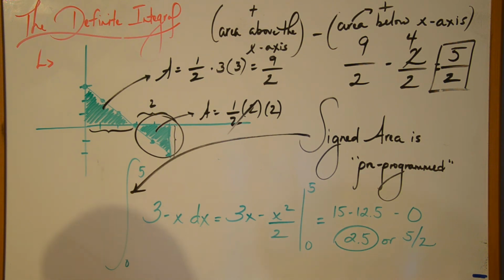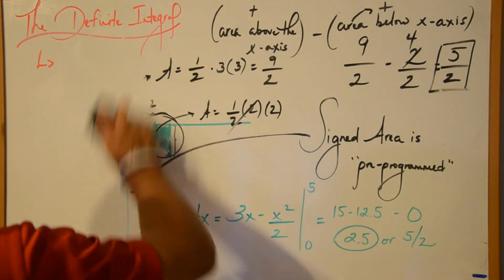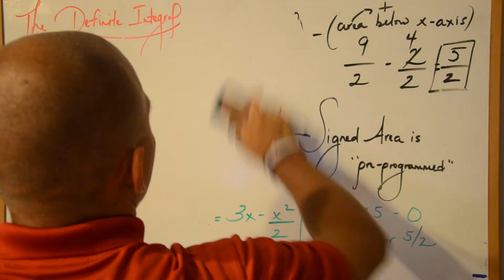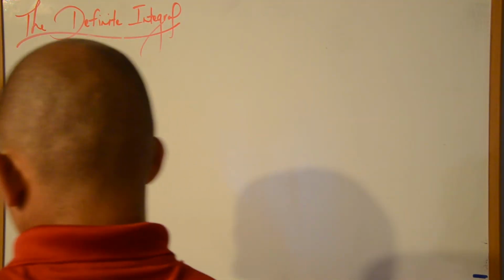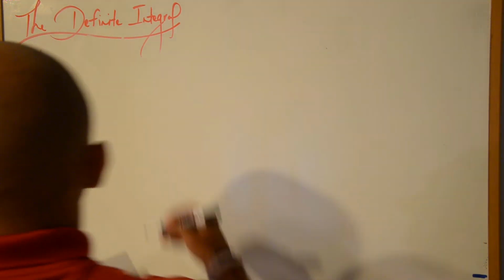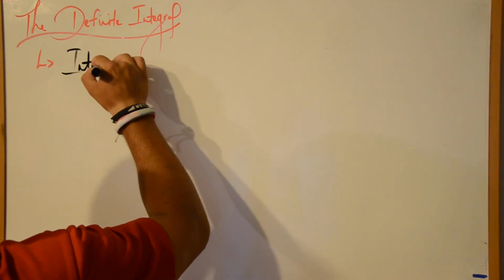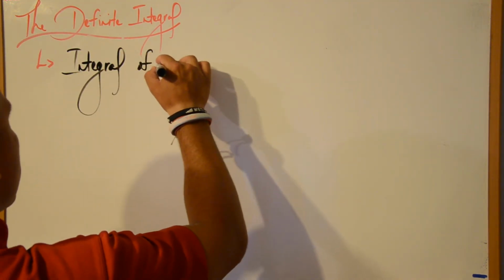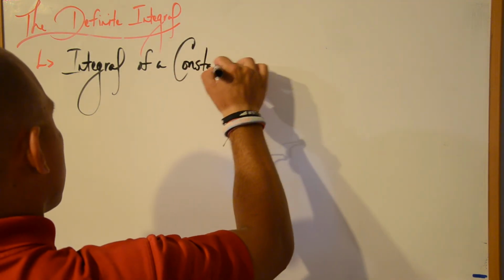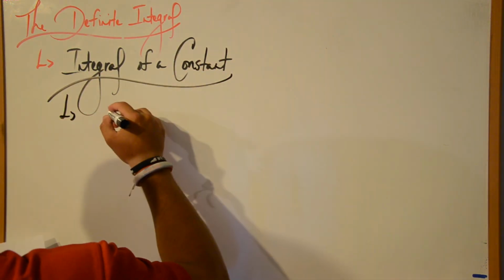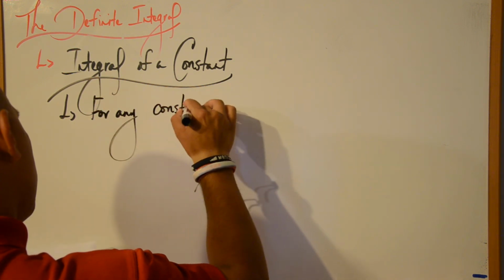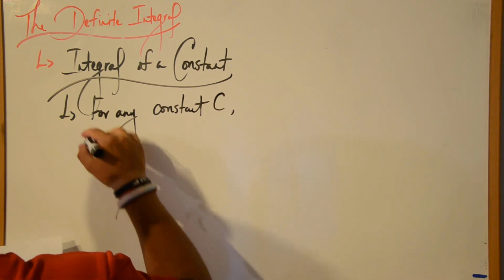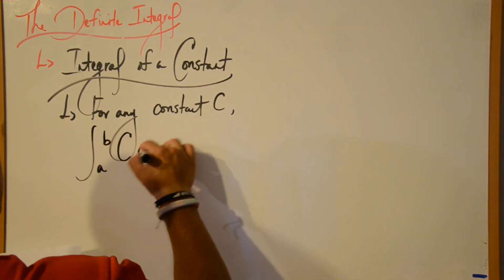If we wanted to take a look at the integral of a constant, okay. So think about this graphically as I'm erasing. What would the area beneath a constant function look like? So, the integral of a constant. Let's say for any constant c, the integral from a to b of c dx.